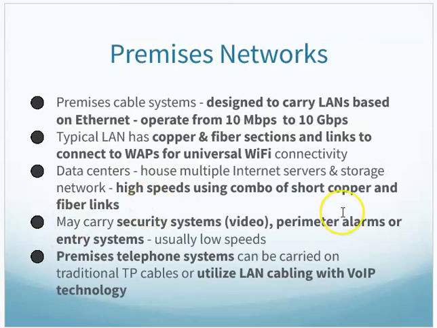Premise networks, this is where a lot of our focus has been all semester, are designed to carry LAN-based Ethernet traffic, 10 meg to 10 gig, if you will. Typically, we have copper to the desktop, and we have fiber sections connecting maybe the closets or maybe connecting specific devices like access points in our network. Data centers are going to have a combination of fiber and copper, but a lot of them are migrating to a lot of fiber, so they'll have a lot of fiber links connecting systems together. We might have security systems that are using copper and/or fiber optic, cameras and entry systems and so forth. And your phone systems might be using twisted pair for IP phones out to the desktops and so forth.